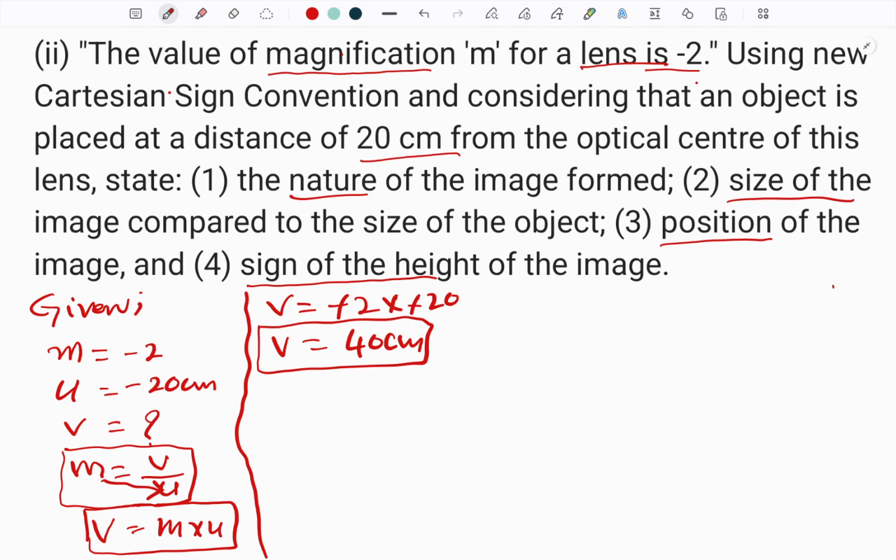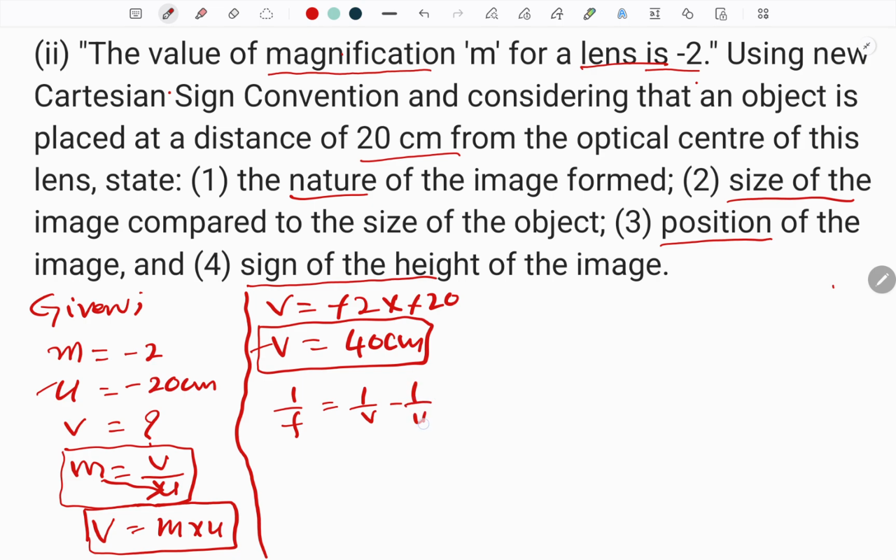Now from this we have object distance, we have image distance. Now let us find out the focal length of this one. With the help of focal length, we can say what kind of lens it is. Now from this data we have object distance, image distance, and we write focal length. Focal length formula, lens formula: 1 by f equal to 1 by v minus 1 by u.